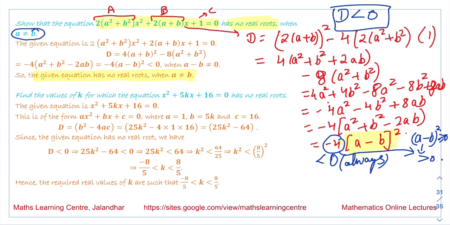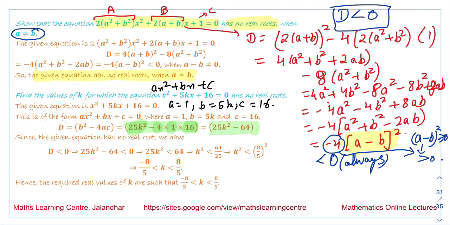Next is, find the value of k for which this equation has no real roots. So we are comparing it with ax square plus bx plus c. We are getting a is equal to 1, b is equal to 5k, and c is equal to 16. So the value of the discriminant we will get is b square, that is 25k square, minus 4 into 16. So the answer we have is 25k square minus 64.